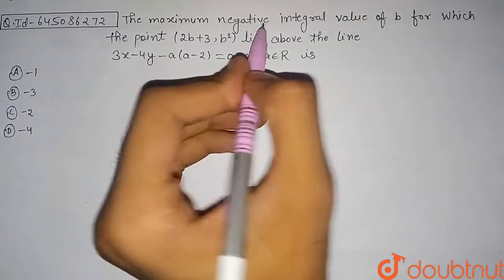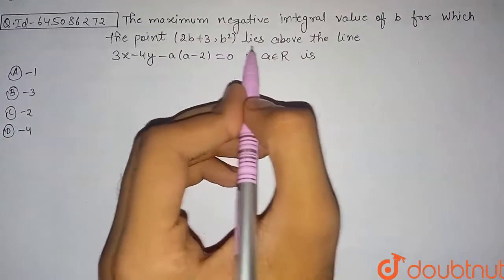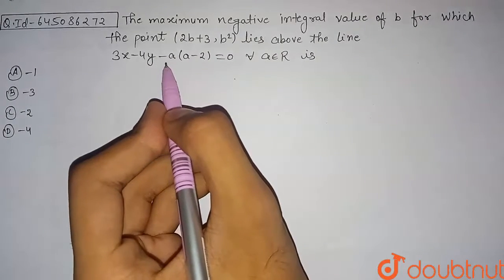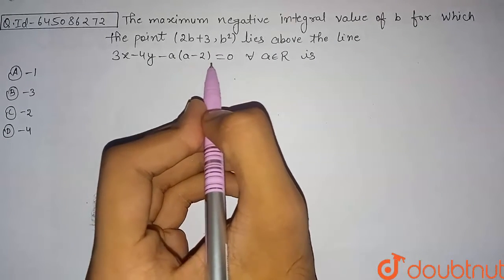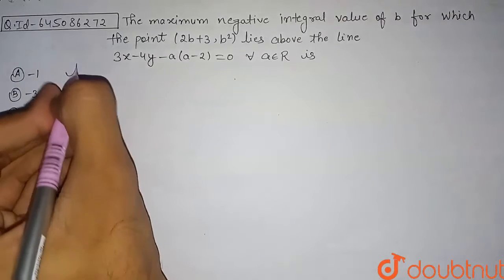Hello students, let's discuss the question. The maximum negative integral value of b for which the point (2b + 3, b²) lies above the line 3x − 4y − a(a − 2) = 0 for all a belongs to R is. So let's begin with the solution of this question.